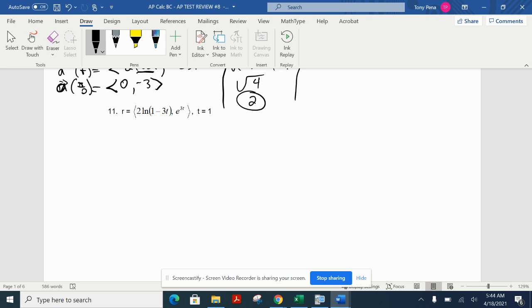So for the first one, if I want the velocity vector at any time, it's the derivative of this. So we drop down the 2. The derivative of a natural log is 1 over the inside times the derivative of the inside, which would be a -3. The derivative of e should repeat itself, and then the derivative of your exponent.